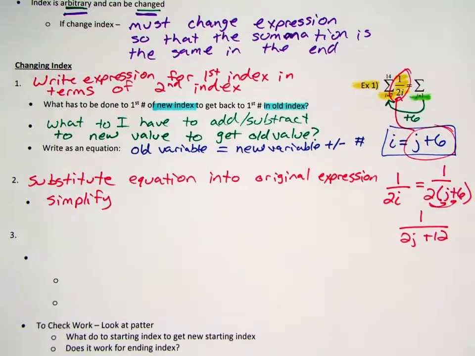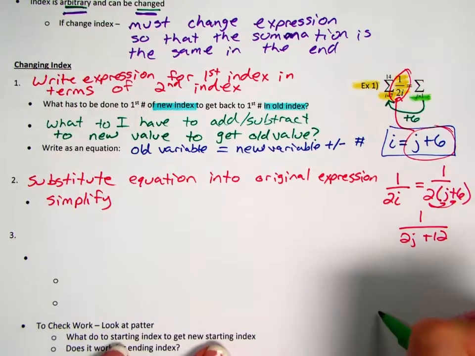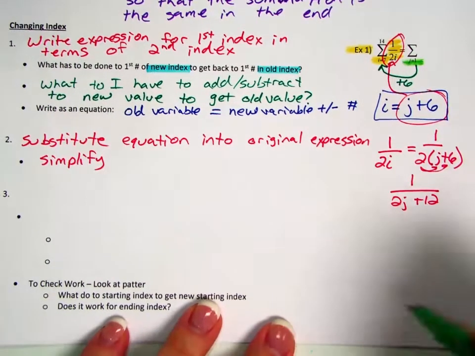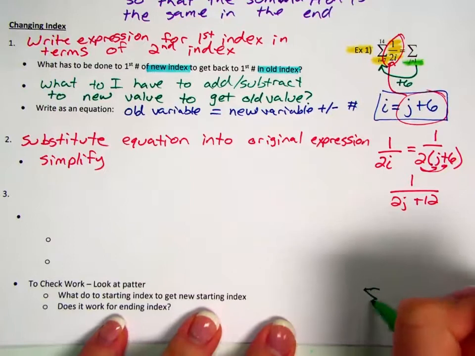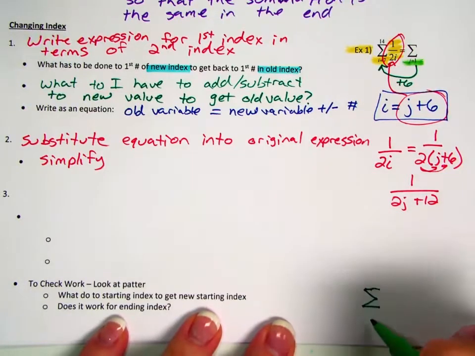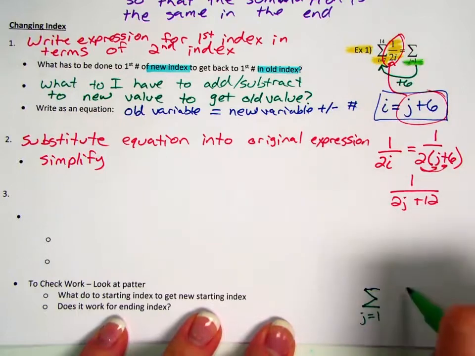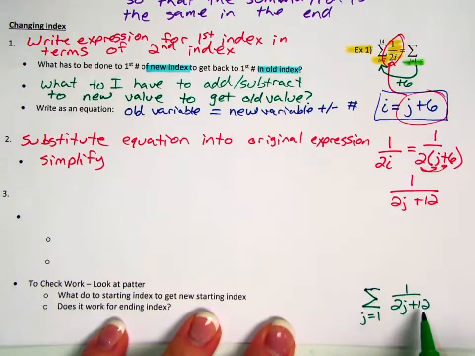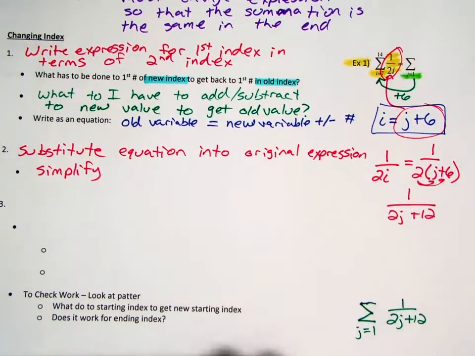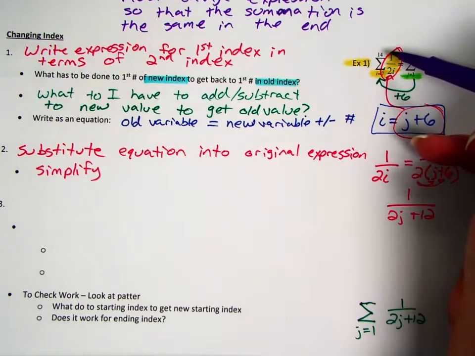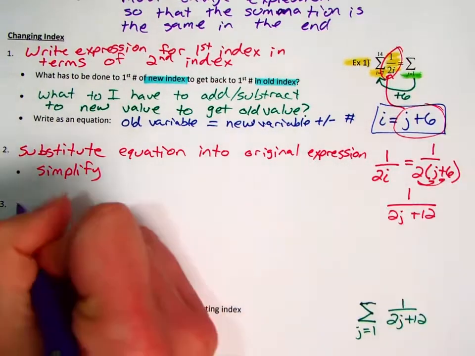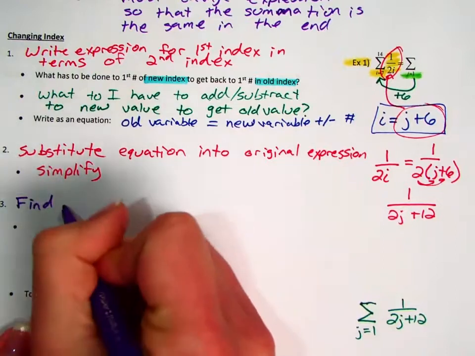So far for my summation, we have, I'm just going to make sure you can read this at the bottom. So you have your summation symbol. We know that the bottom is j equals 1 because that's what our new index is. We know that our new expression is 1 over 2j plus 12 because if j is here, then j has to be in our expression as well. And then the last thing we have to change is going to be our upper index or our ending index. So for step 3, we need to find the new ending index.